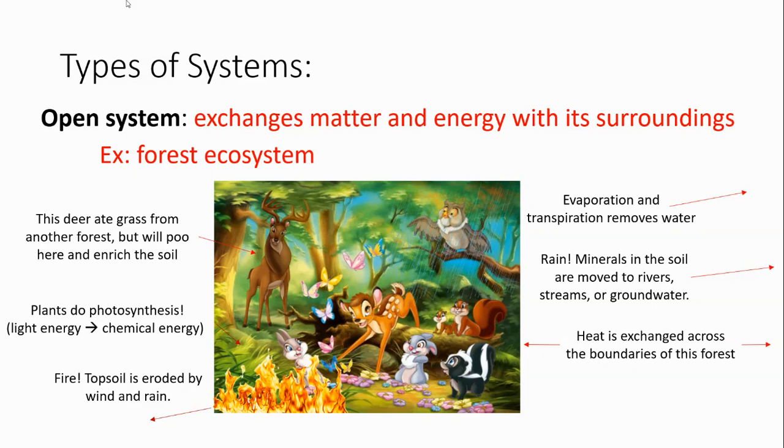So that's just an example. So an open system, matter and energy are constantly being exchanged with the surroundings. And then nitrogen in the air is fixed by soil bacteria. So you don't have to write down all the examples, by the way. This is a lot of examples. Just know what an open system is and an example, okay, like a forest ecosystem.